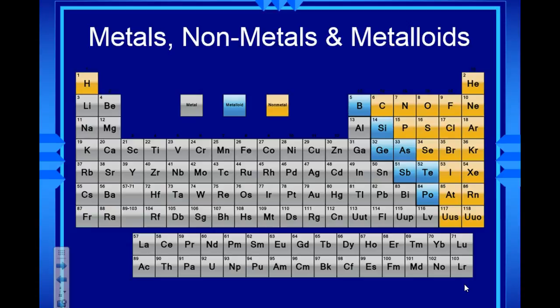I like to think of metalloids as having a split personality. They have some characteristics of metals, but they have some characteristics of non-metals. For example, silicon. Silicon is used in computer chips. If silicon was not conductive, we wouldn't be using it in computer chips.